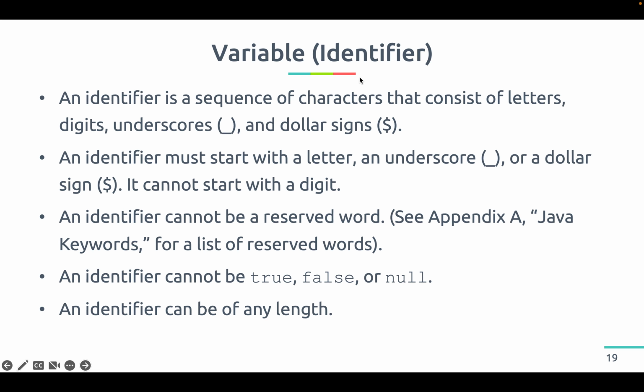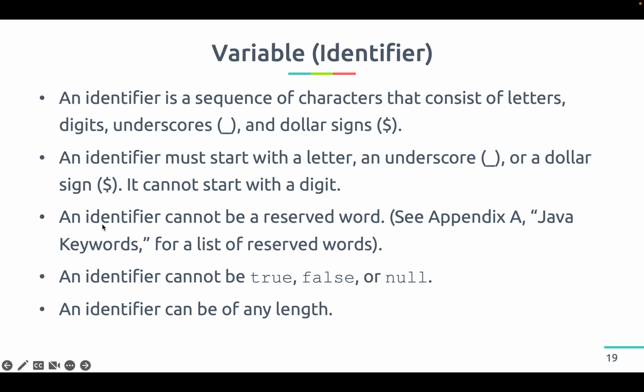So variables have identifiers. What are the conventions in Java? They are the same conventions as they are in C++ with the addition of the class name convention. So an identifier is nothing but a sequence of characters that consists of letters, digits, underscores, and dollar signs. It cannot start with numbers.